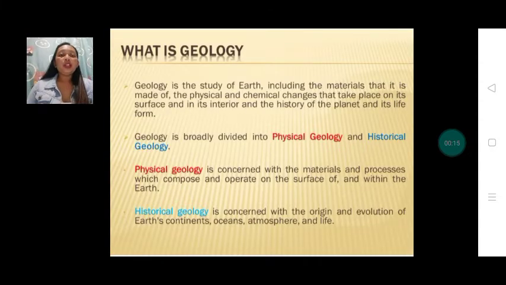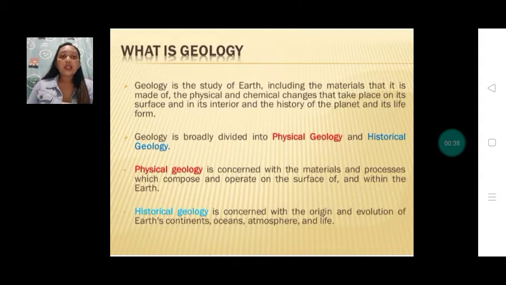So, geology is made up of two words. Geo means earth, and logos means study. So, geology is the study of Earth, including the materials that it is made of, the physical and chemical changes that take place on its surface and its interior, and the history of the planet and its life forms.